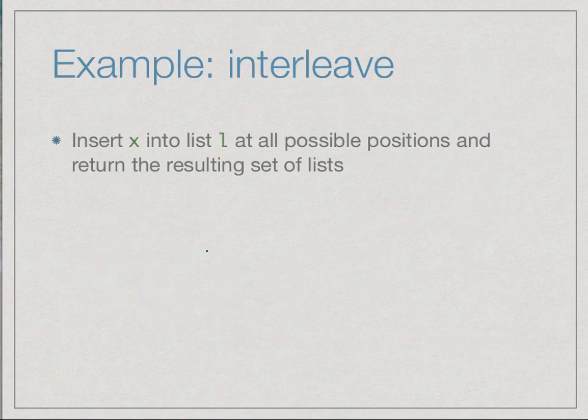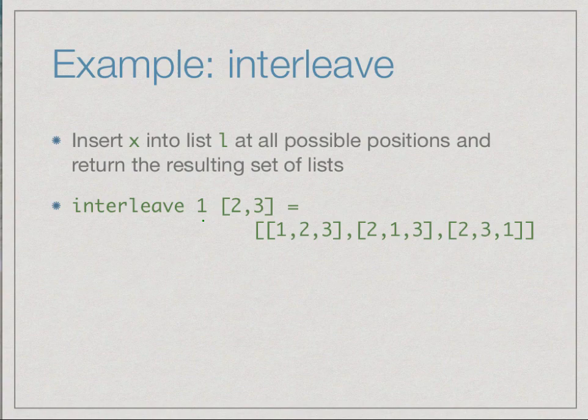So here is another function that we can exercise in programming. We want to insert a value into a list L at all possible positions and return the resulting list of lists. It's easier to explain this with an example. Supposing I want to interleave 1 into the list 2, 3, then the 1 can go in the first position, which results in 1, 2, 3, or it can go between the 2 and the 3, which results in the list 2, 1, 3, or it can go after the 3, which results in the list 2, 3, 1.